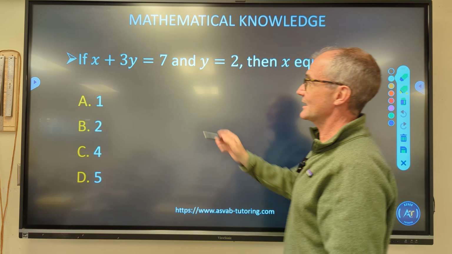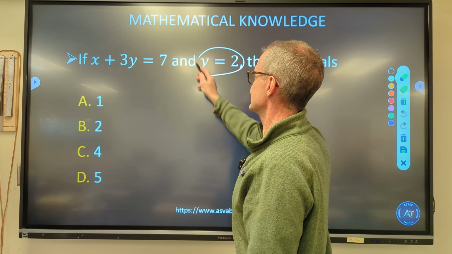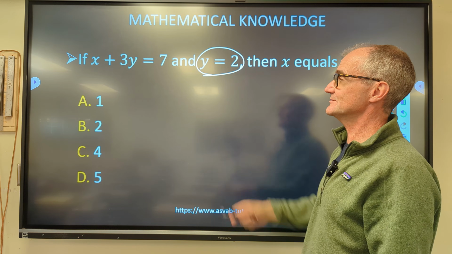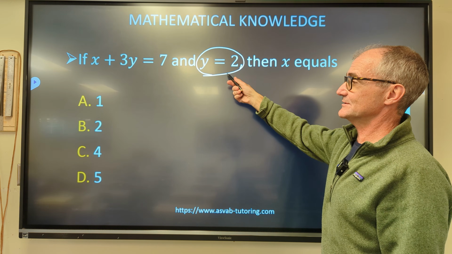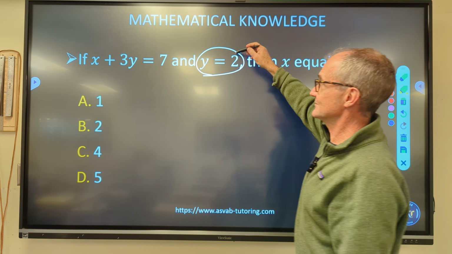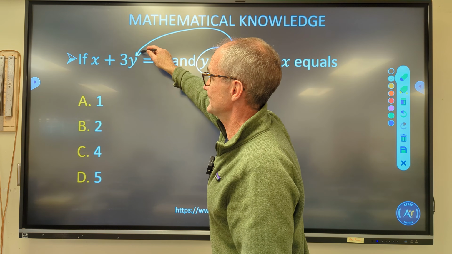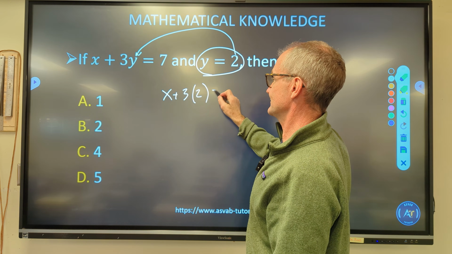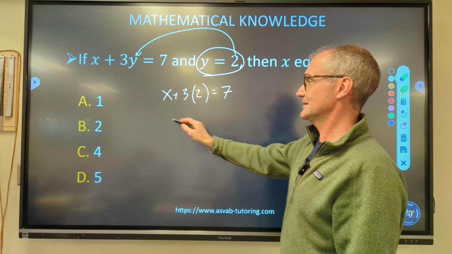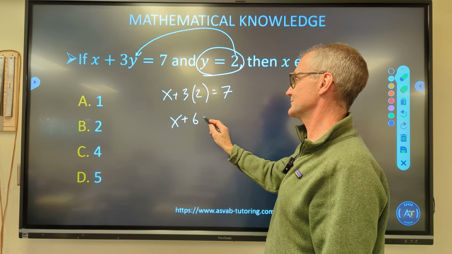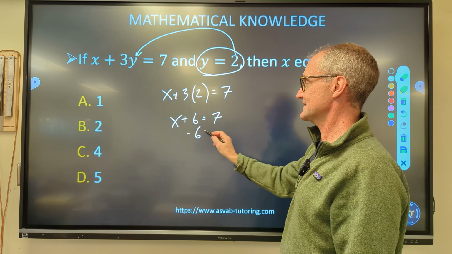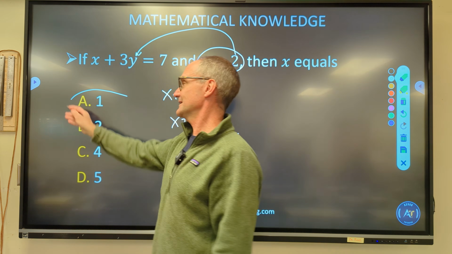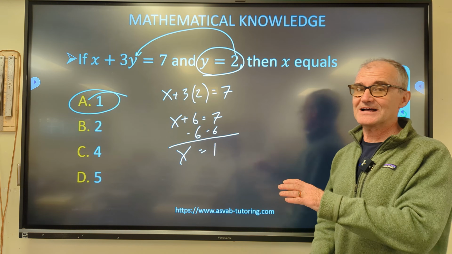If x plus 3y equals 7 and y is equal to 2, then x equals. So it's basically saying I have two equations, two variables. I'm giving you what one variable is, find the other one. I'm just going to take that value of y, plug it in for y, so plug it in there. So I have x plus 3 times y, which I know is 2, equals to 7. X plus 6 equals 7. Subtracting 6 from both sides, x is equal to 1. Correct answer, answer A.